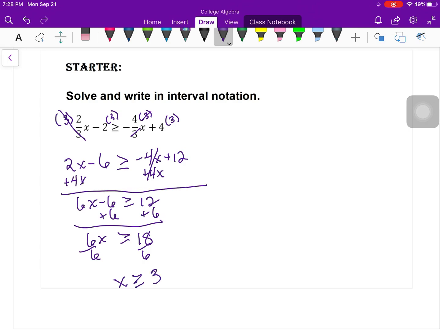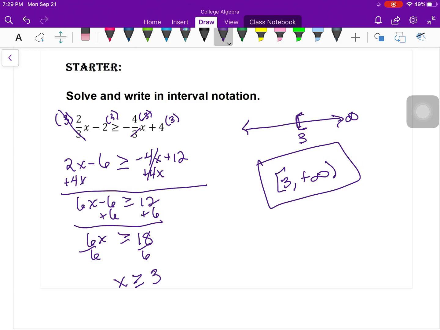Now I'm supposed to do that in interval notation. So I'm here at 3, and I'd be opening to the right. So 3 to positive infinity would be my interval.